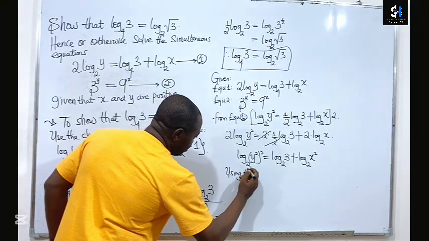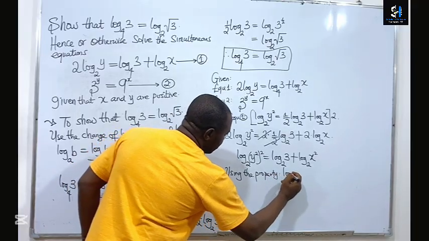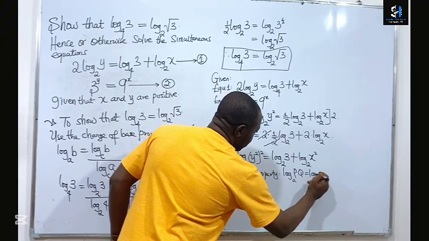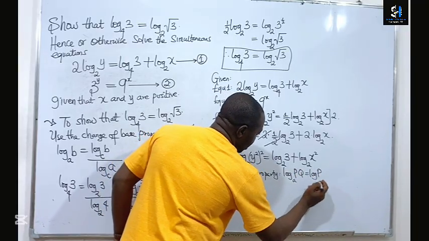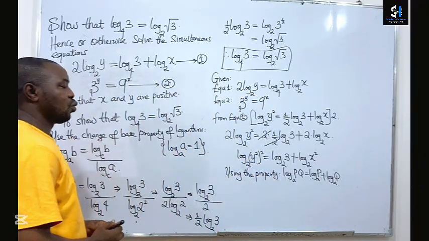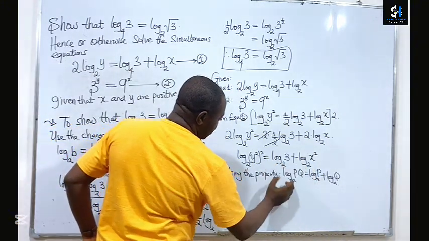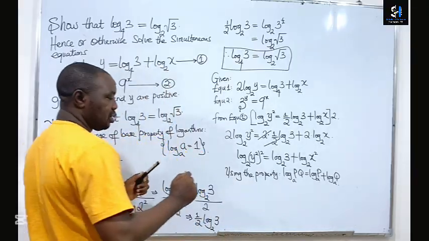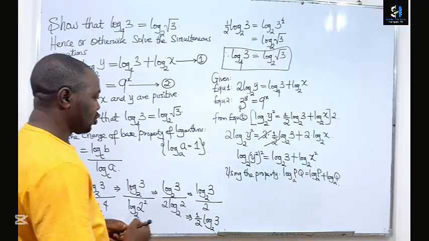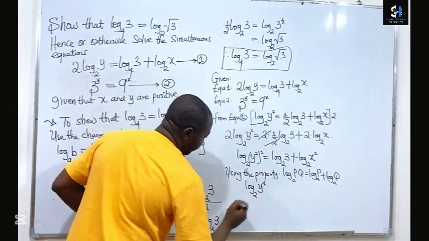Okay, now this is where I can apply the property. Now, using the property log to base a of pq, which will be equal to the sum of the logarithms of the two separate quantities. So this addition, the sum of these two logs, can be expressed as log to base 2 of the product of 3 and x squared. So this will be log to base 2 of y raised to the 4th power.